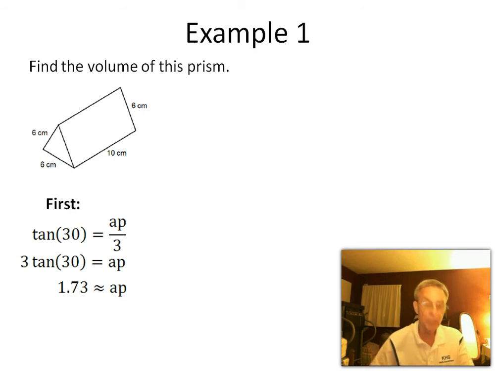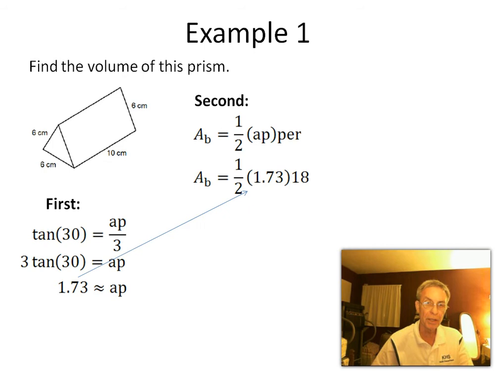So that leads us to the second step, which is to find the actual area of the triangle, because as we said, the perimeter is going to be 18, because that's simply 6 times 3. So the area of the base is equal to 1/2 of the apothem times the perimeter. So the area of the base is equal to 1/2 of the 1.73 that we found in the previous step times 18, which is our perimeter. So we multiply that out and we get that the area of the base is approximately 15.57.